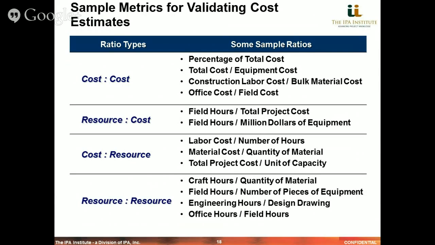And then fourth would be a resource to resource ratio, where you might look at craft hours per quantity, number of hours per linear foot, or number of hours per cubic meter. Whatever your units are, those would be the resource to resource type of ratio. And the key is that we would have access to these data in-house or through some other source and make comparisons with our prospective project's cost estimate to check the validity of the bottoms-up estimate provided by a third party.